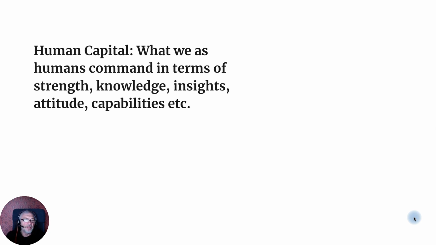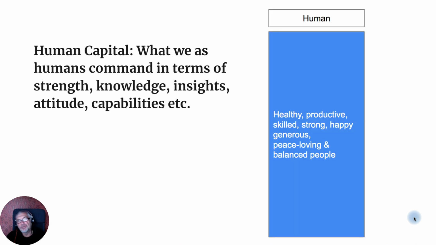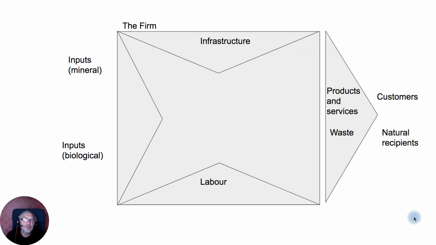Now, good, fully healthy human capital would be healthy, productive, skilled, strong, happy, generous, peace-loving, and balanced people. You can see that anything that goes on in our productive system to degrade any of these four capitals is something that we need to address.